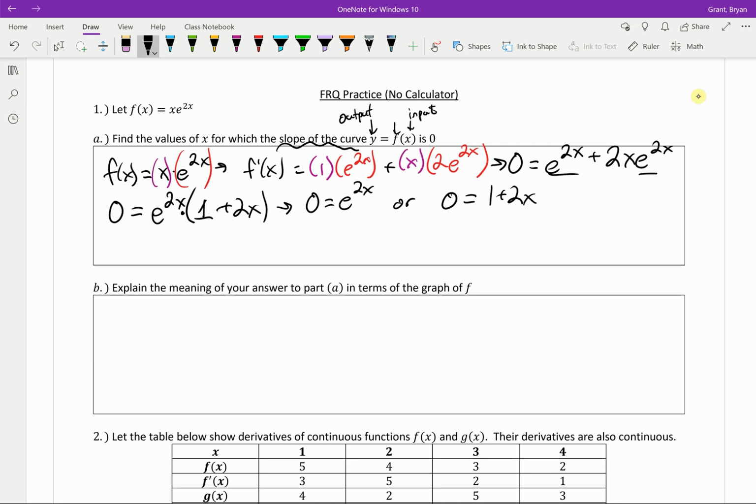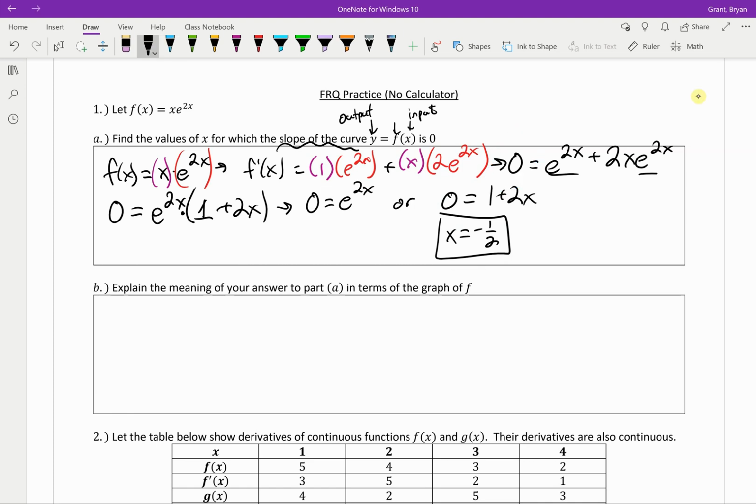I think here you're going to subtract 1, divide by 2, x is looking like negative 1/2. There is one x value that will cause the slope to be 0, because this x value, when you substitute it into your derivative, will cause the derivative to turn into 0, because we found it by setting the derivative equal to 0. The second one's a little trickier.